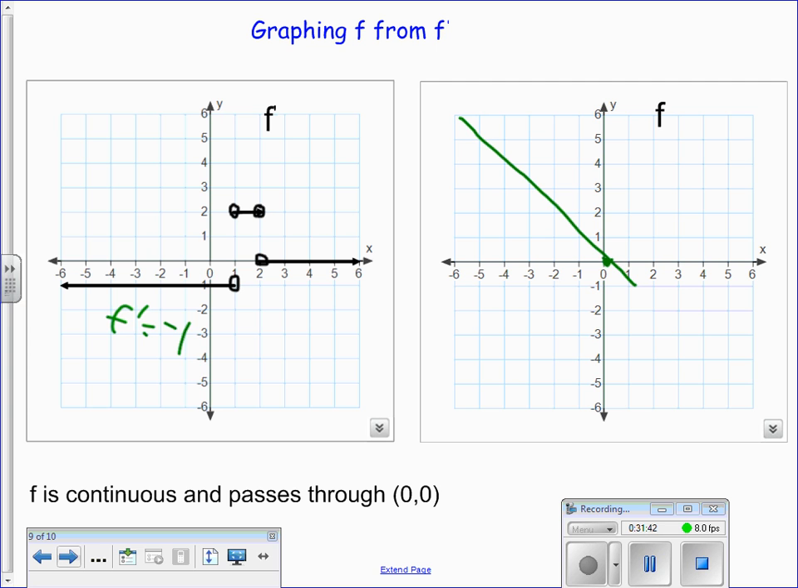From 1 to 2, what is f prime? 2, which means my original function has a slope of 2. Now, where do I draw it from? It's continuous. It has to go from here. Slope of 2. And then from 2 to infinity, f prime has a slope of 0. What kind of a line has a slope of 0? Horizontal line.